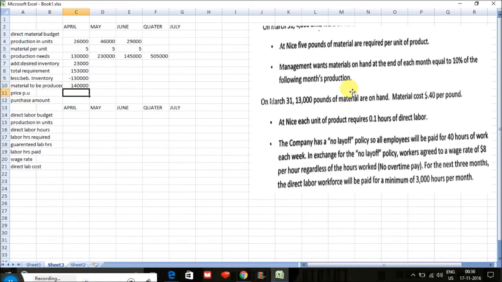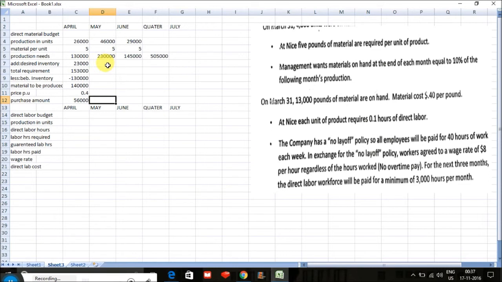Now we are also given the price per unit. So the price is 0.40. So we can get the purchase amount, the purchase amount that we will be spending in the month of April. That is 1,40,000 into 0.4. That is 56,000 is the purchase amount that we will be paying in the month of April.